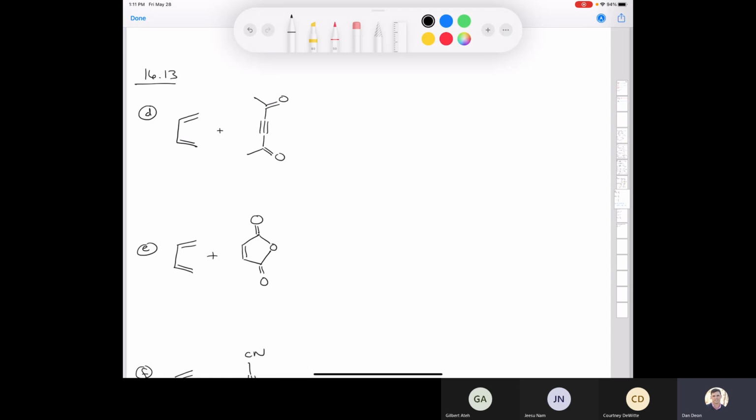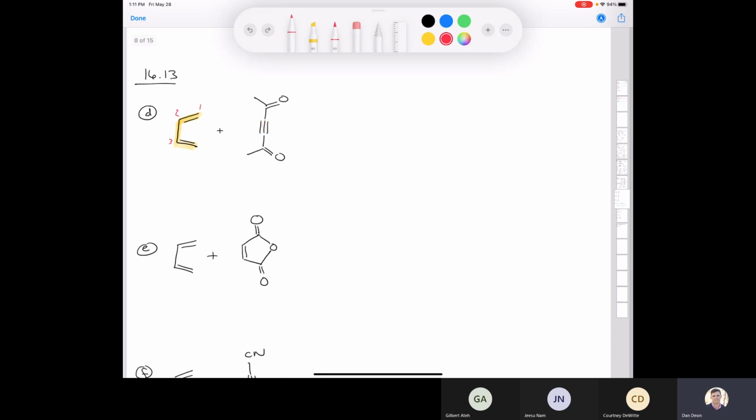So these are all 4+2 cycloadditions. Just to refresh your memory, what's a 4+2 cycloaddition? Well, we have what's called a diene that has 4 atoms that are involved in the reaction, right? We have 1, 2, 3, 4. And again, a diene could have more atoms than 4, or more carbons than 4, let's say. But these are the 4 atoms that are involved in the cycloaddition. And then in our dienophile, we have 2 atoms that are involved in the cycloaddition, right? We have 1 and 2 here like this.